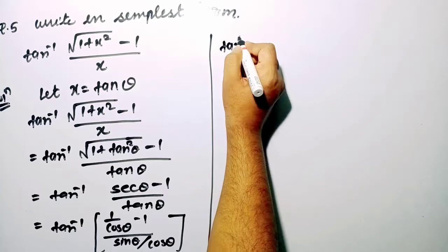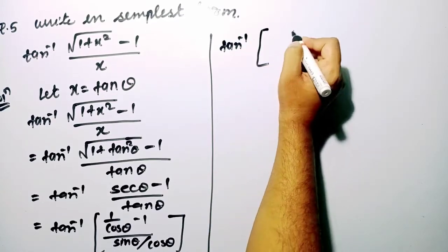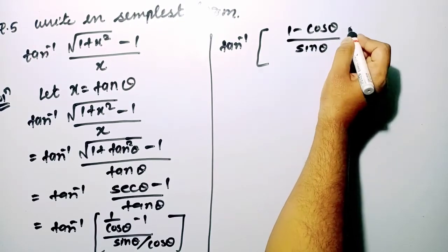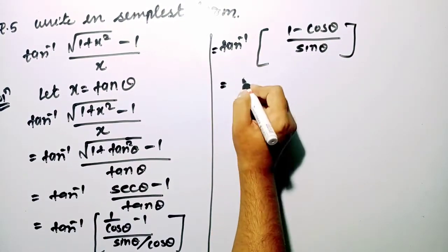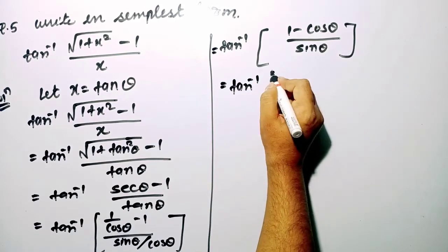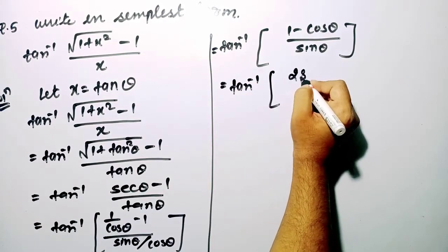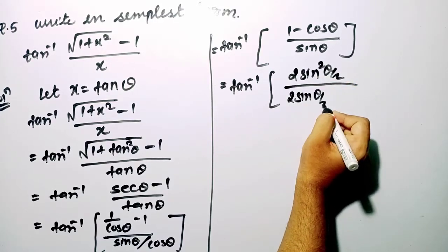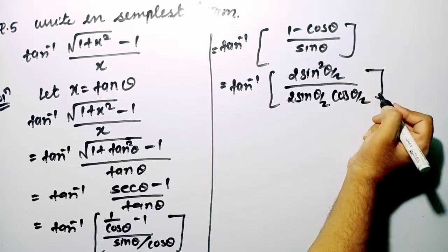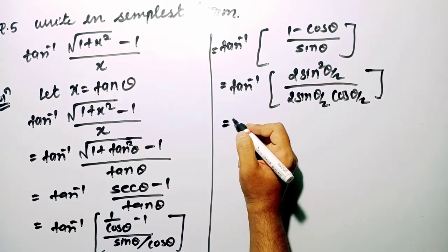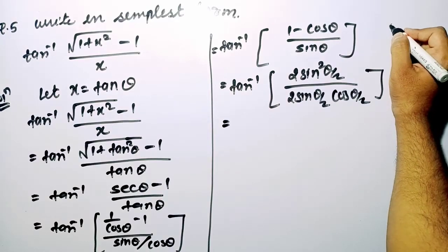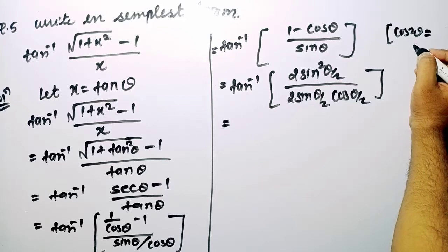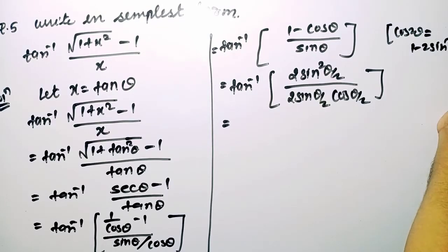So tan inverse of (1 minus cos theta) divided by sin theta, because cos will be cancelled. So 1 minus cos theta can be written as 2 sin square theta by 2, and sin theta can be split as 2 sin theta by 2 and cos theta by 2, because we know the formula of these things. Okay students, so we know that 1 minus cos 2 theta is equal to 1 minus 2 sin square theta.